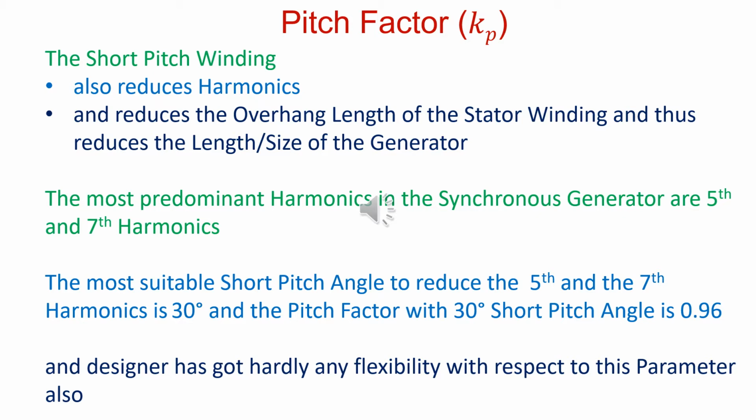Let us examine pitch factor. Even harmonics are absent in electrical machine. In star-connected stator winding, triplen harmonics are also absent. Higher harmonics are of lesser magnitude. Thus, fifth and seventh harmonics are of significance. Short pitch angle of 30 degrees is most suitable to reduce both fifth and seventh harmonic. Pitch factor with short pitch angle of 30 degrees is 0.96. Hardly anything can be done with respect to this parameter also.